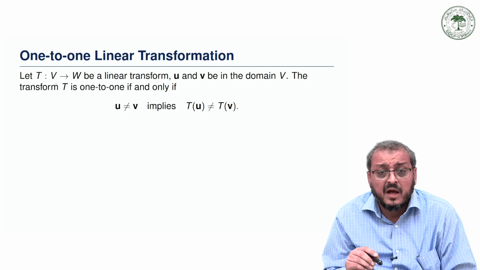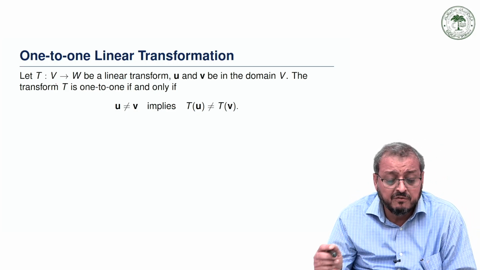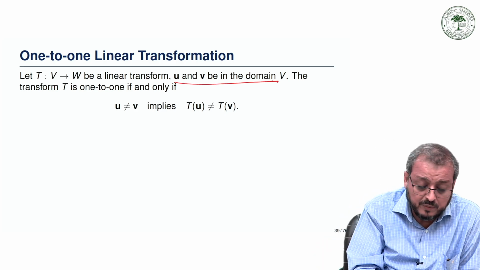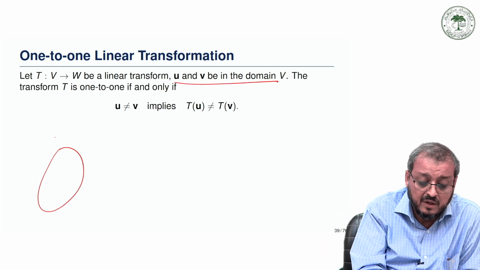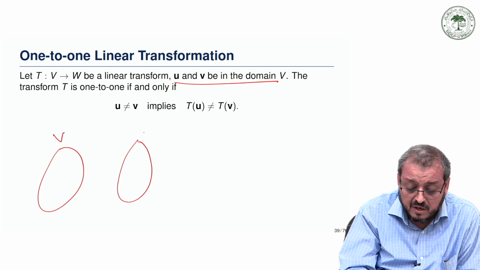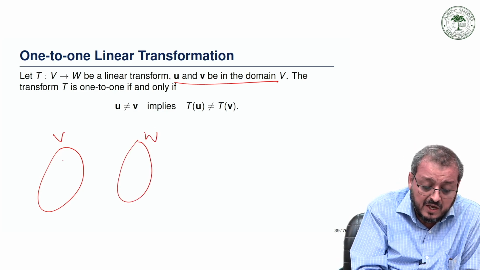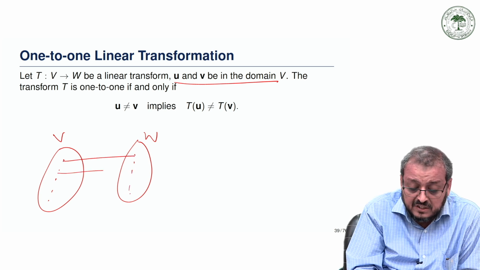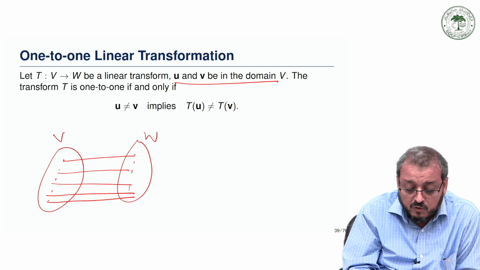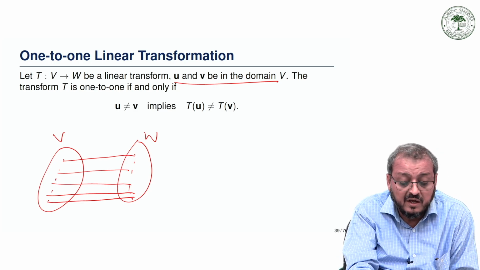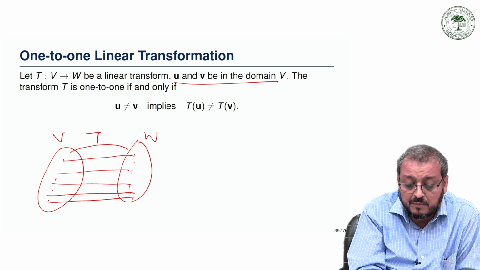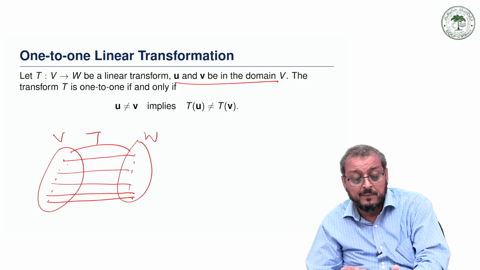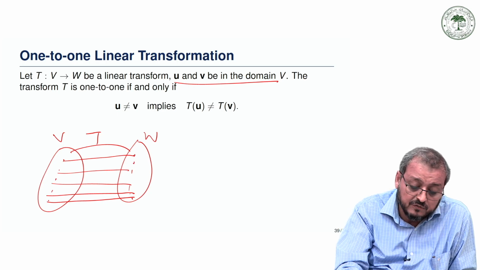Let T from V to W be a linear transformation, and let u be an element of the domain. So, we have simply said that this is V and this is W, and T is a linear transformation. We have this element here and this element here. This means every element has a unique image. If this is satisfied, every element of the domain is mapped to a single element of the codomain.